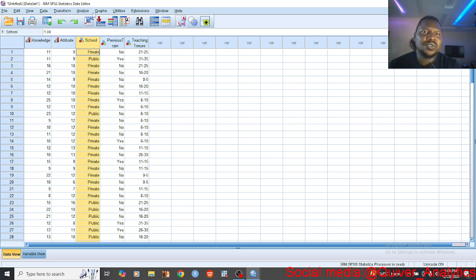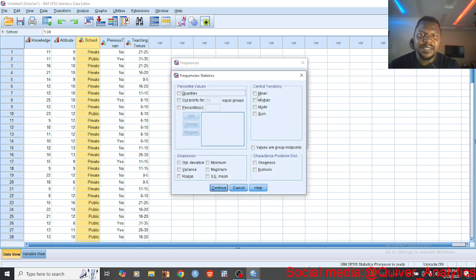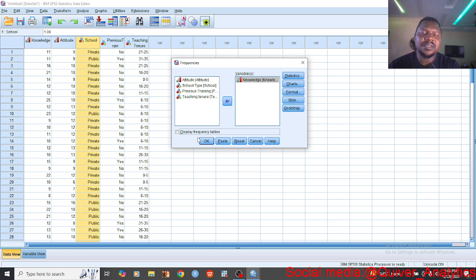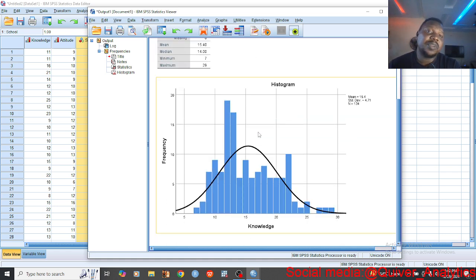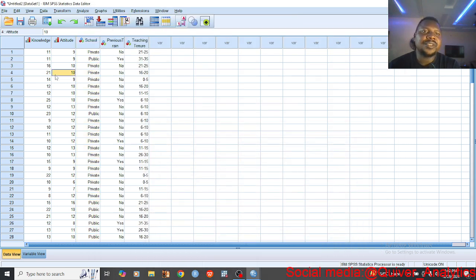All right, so the first thing we do is to analyze. We go to descriptives, frequencies. So knowledge comes here. Statistics, because it is scores, so I'm interested in that. Let's see charts, histogram, and bell curve. I'm not interested in frequencies. All right, so this is what I have. It's a non-parametric test anyway, so we don't have to bother about normality. It's just a normal thing to do when you are running non-parametric tests.